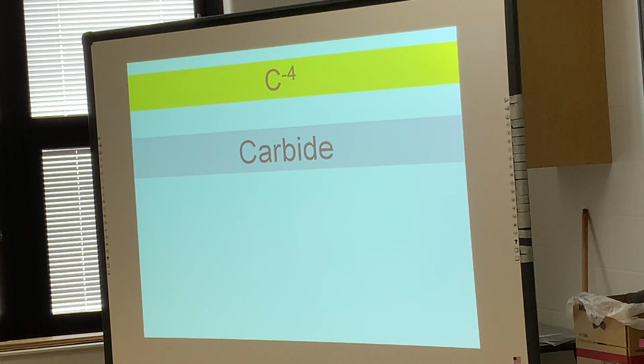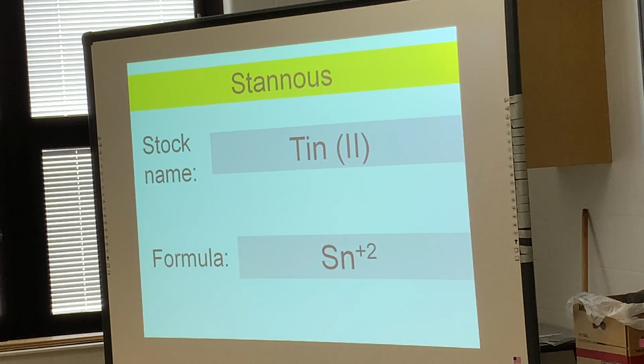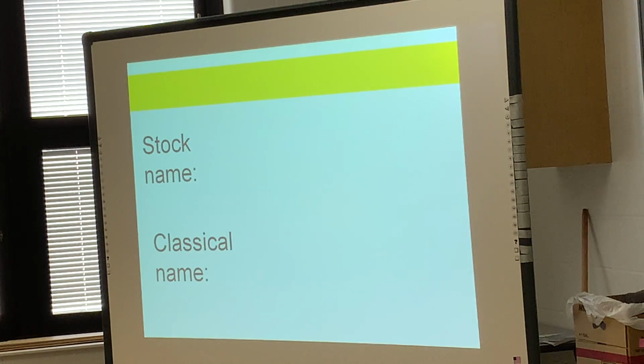Not carbon. And stannous, what are the two charges for tin? Sn. 2 and 4. Which one is this one? Sn positive 2. Tin 2, Sn positive 2. That would be it. Sb is antimony. Yeah. All right, good.